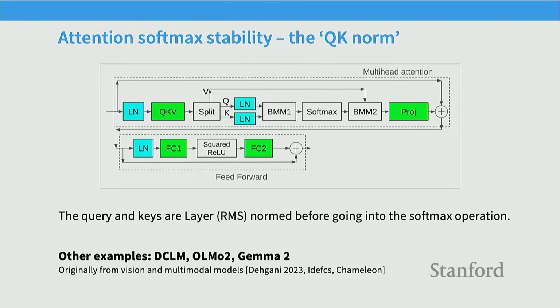And as I said before, this is originally an innovation from the vision and multimodal model community. Dehghani in 2023, this was a paper on training very large vision transformers. And then Chameleon and Idefics from Hugging Face used these tricks for their multimodal training components. And then it got picked up by several others, like Gemma 2, DCLM, OLMo 2, all basically use this kind of technique in order to stabilize their training.